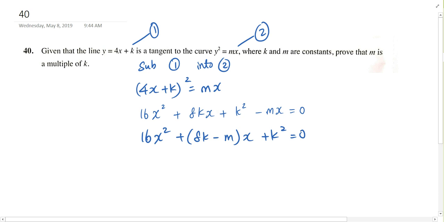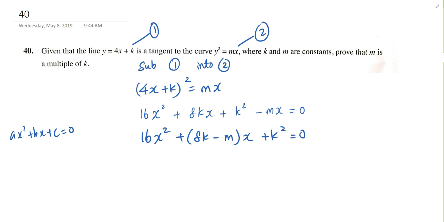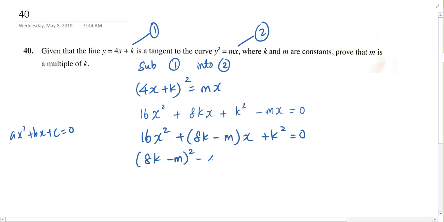Now the whole class, are you able to do it until this step by yourself? Yes. What is the whole point of doing it this way? To get ax squared plus bx plus c equals to 0, right? This is what we want to write it as. For what? Find the discriminant. Okay, what is the discriminant now? (8k minus m) squared minus 4 times 16 times k squared. Okay, this is my discriminant.